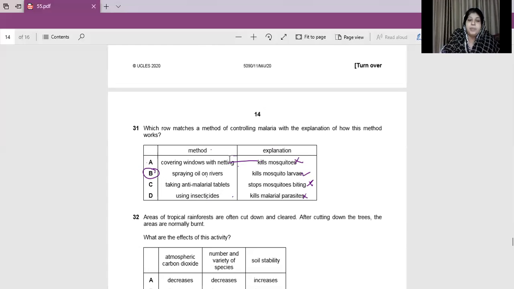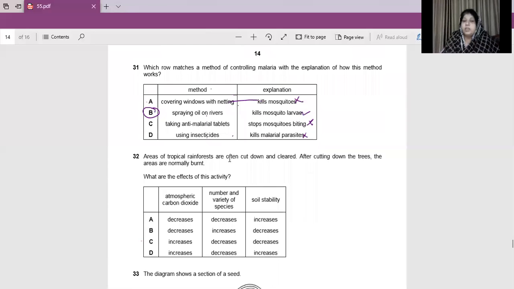Next, areas of tropical rainforest are often cut down and cleared. After cutting down the trees, the areas are normally burnt. What are the effects of this activity? We have to find out carbon dioxide, the number and variety of species, and soil stability. Carbon dioxide definitely increases. Number and variety of species: when plants are not there, it definitely affects biodiversity, so it decreases. When plants are not there, the soil will be unstable. Soil can be washed away easily. So C is the correct answer.